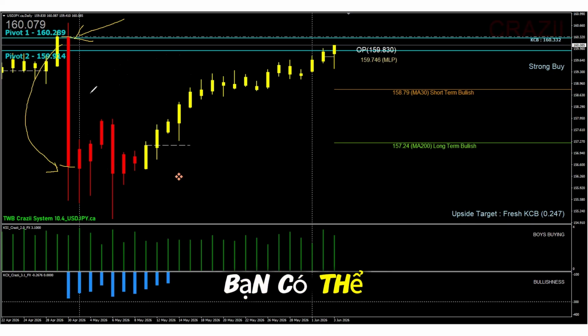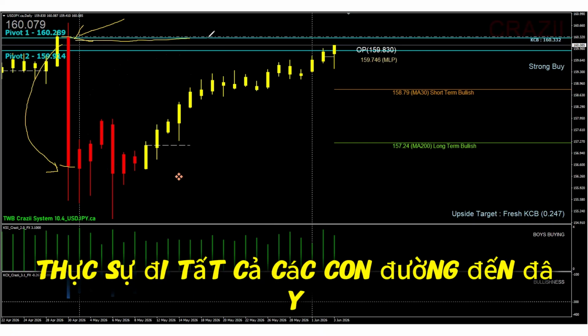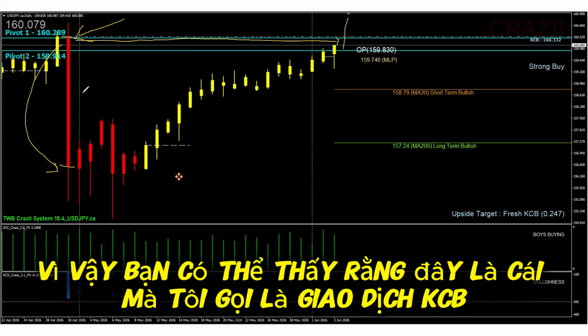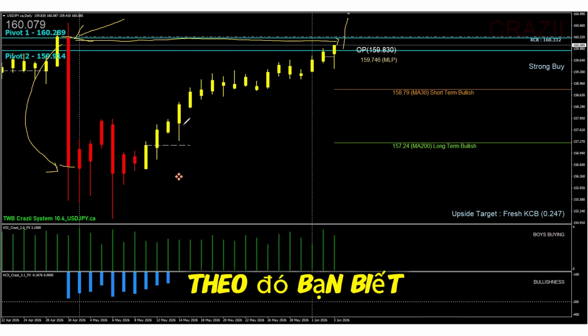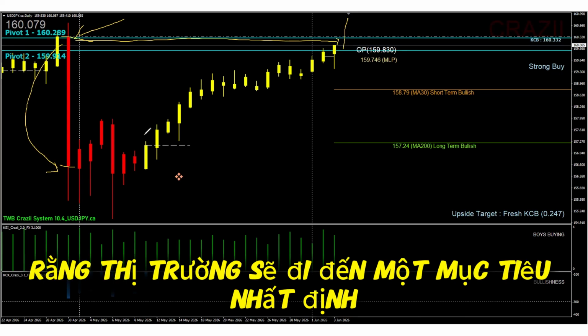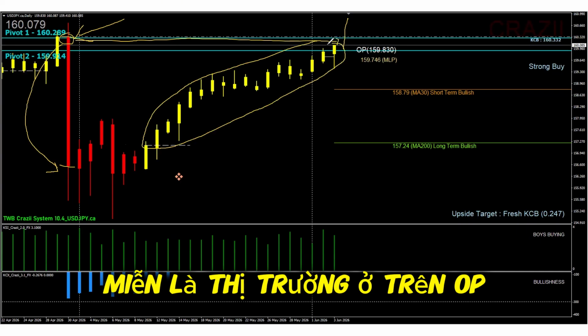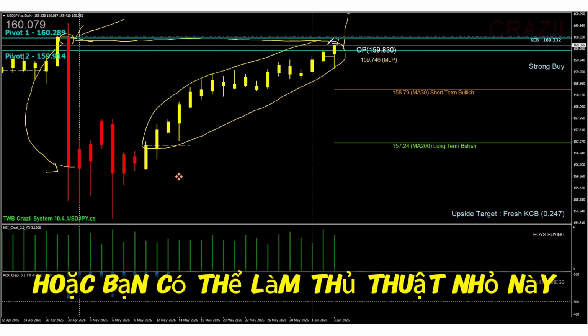And truth be told, you can see that the market really goes all the way up to here. In fact, now it's higher. So you can see that this is what I call a KCB trade, whereby you know that the market is going to go to a certain target based on the day chart, and then subsequently every day, as long as the market is above OP, or you can do this little trick.